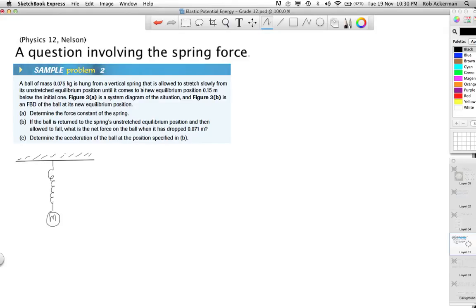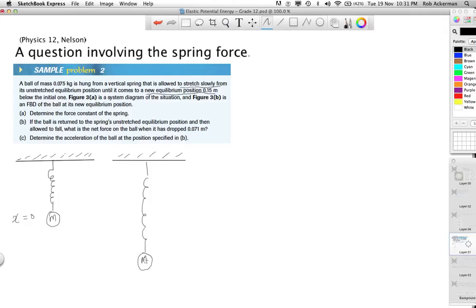The mass is allowed to stretch slowly, it says, from its unstretched position, that would be x equals 0, all the way down a certain distance to what is called a new equilibrium position, 0.15 meters below the initial one. So let me just draw this in. Let's draw this mass a little bit below where it started. Maybe down here.